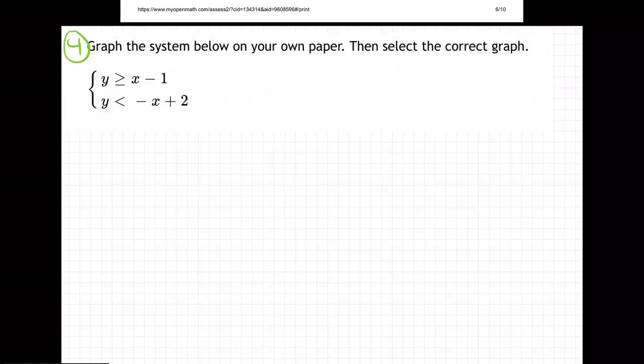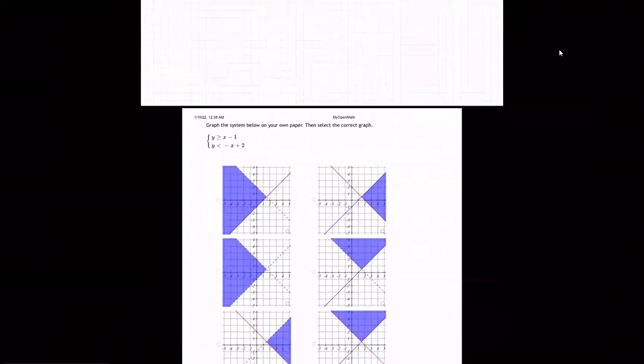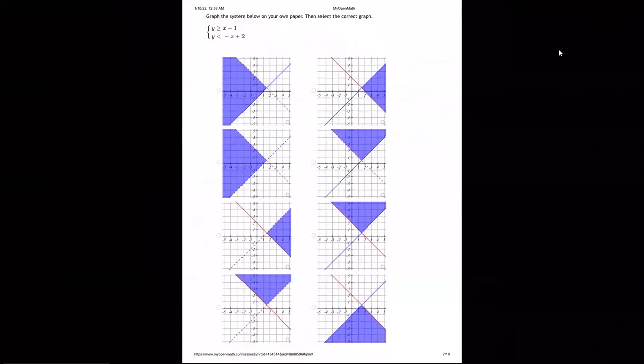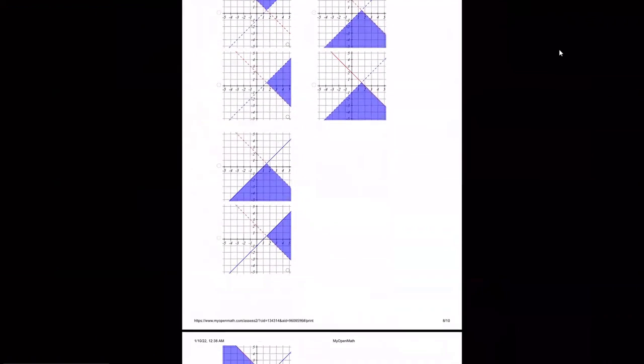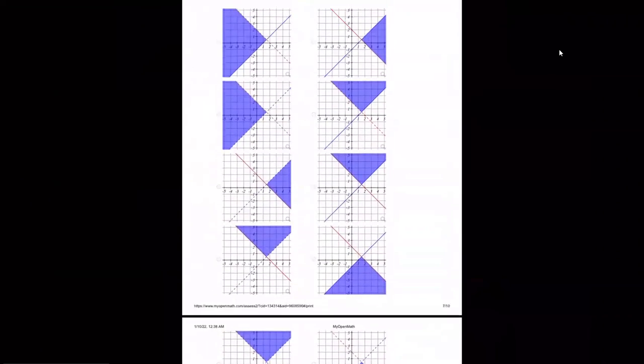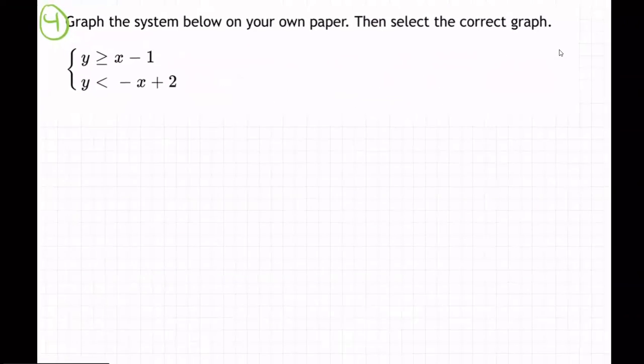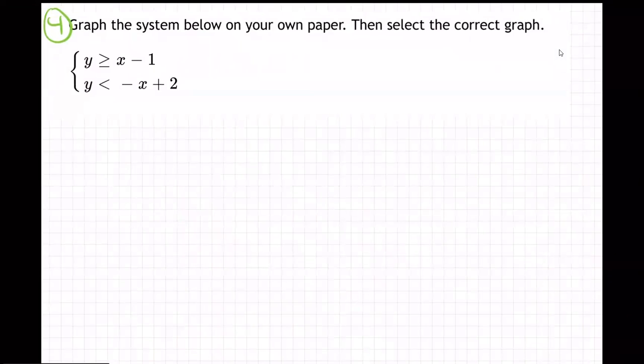Okay, so on this question, they are asking us to graph. So graph the system on your own paper. Then down here, they're going to have like millions of different multiple choice options, like not millions, but maybe 10, quite a bit. Okay, so how do we do it? So they're saying graph the system on your own paper, select the correct graph.